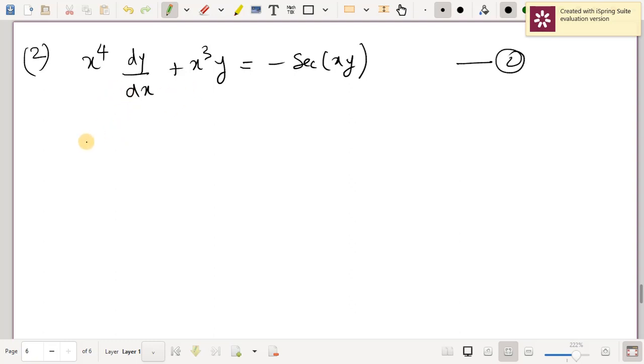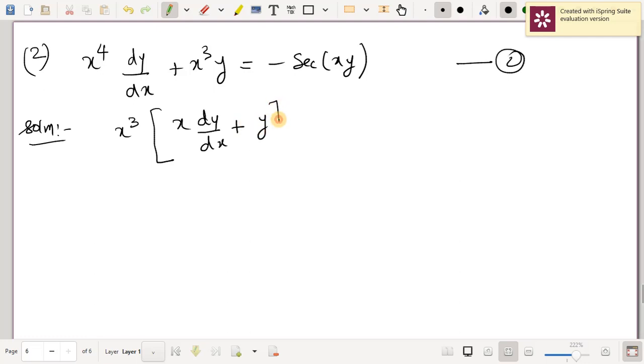Now if you see the left hand side, it can be written as, I can take x cube common, and so what remains inside is x dy by dx plus y is equal to minus sec of xy. Okay.